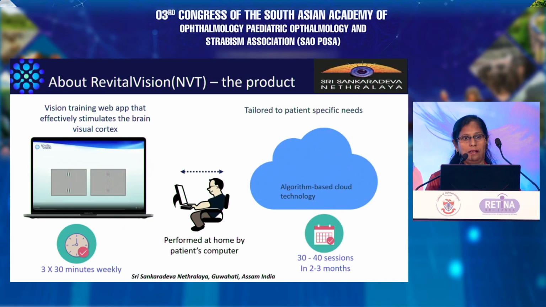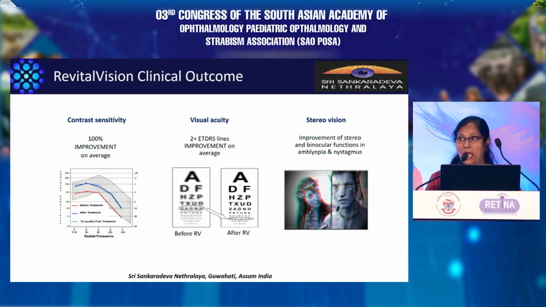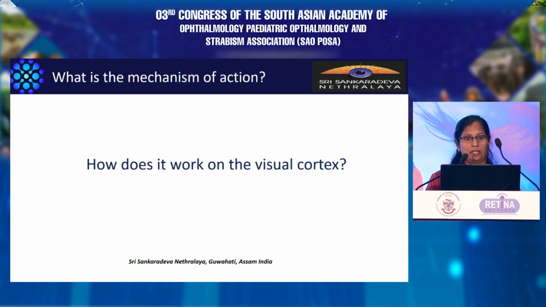So what is there in this Revital Vision? It is a vision training web app that effectively stimulates the brain visual cortex. It is tailored to the patient's specific need, using algorithm-based cloud technology. It can be performed at home on the patient's computer, 30 minutes 3 times a week, 30 to 40 sessions in 2 to 3 months. And the outcome: there is improvement in contrast sensitivity, two lines improvement in vision, and also improvement in stereopsis.